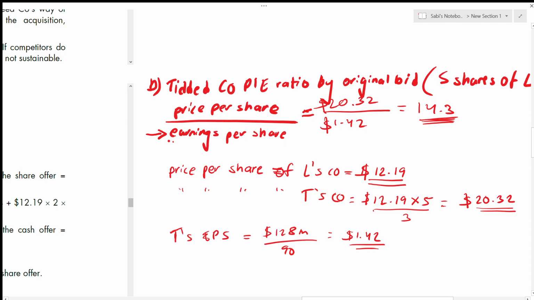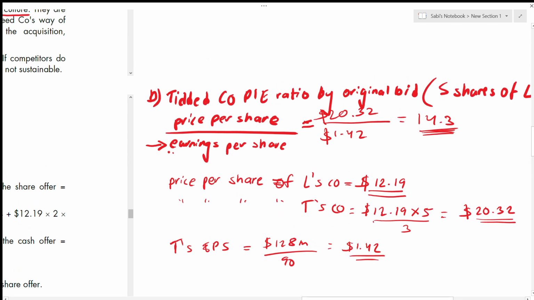Now we have to find. So I am marking this as 1. This is my answer 1. All the rest are workings, right? This I will label as working 1. This I will label as working 2. This I will label as working 3. So can you see I used 3 workings to find that 1 PE ratio of the original bid.